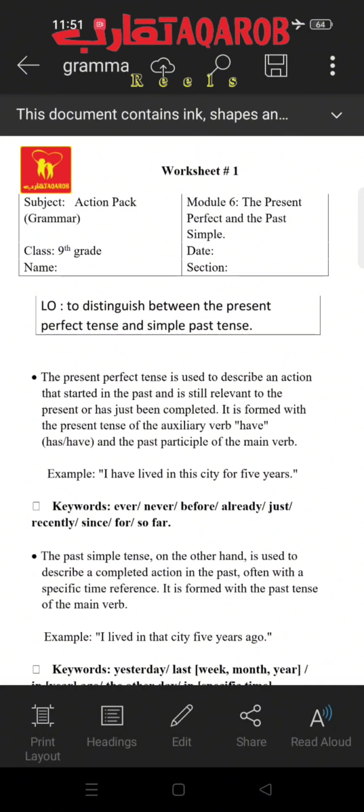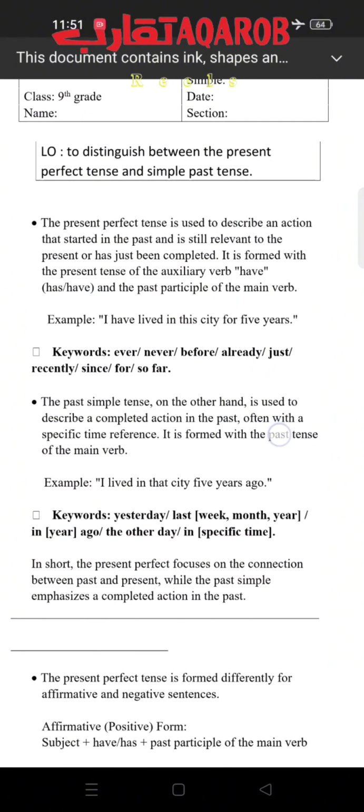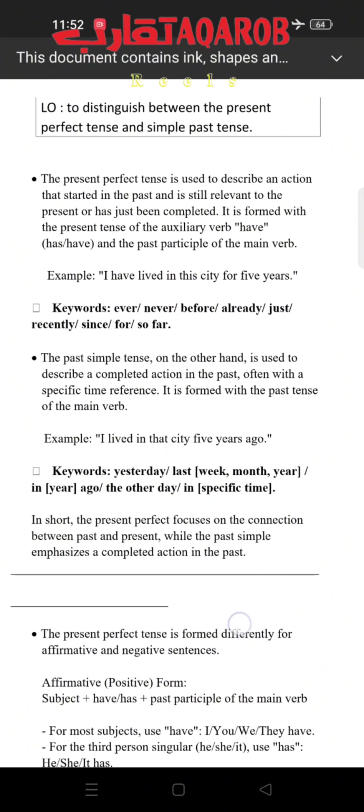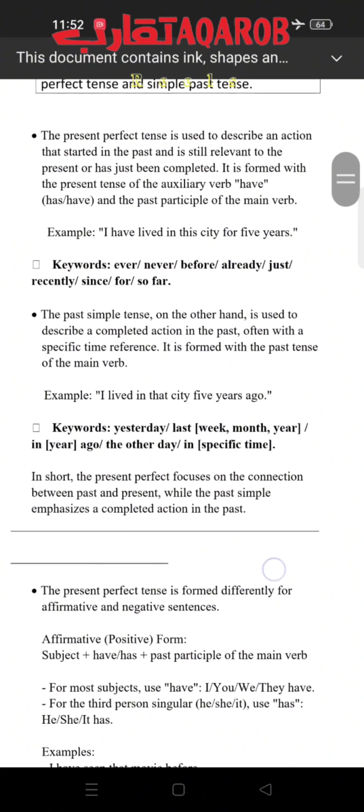So in today's video, we're going to look at how to distinguish between the present perfect simple and the simple past tense. The learning objective is to distinguish between the present perfect tense and the simple past tense. Now let's start.